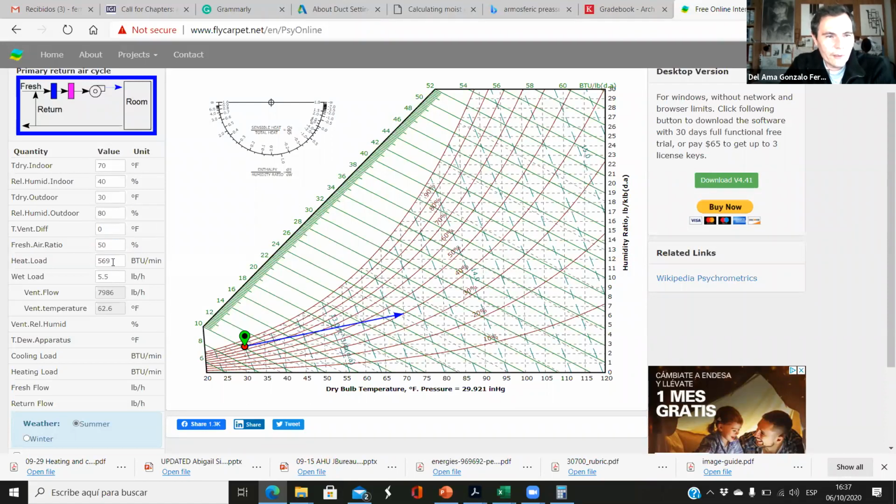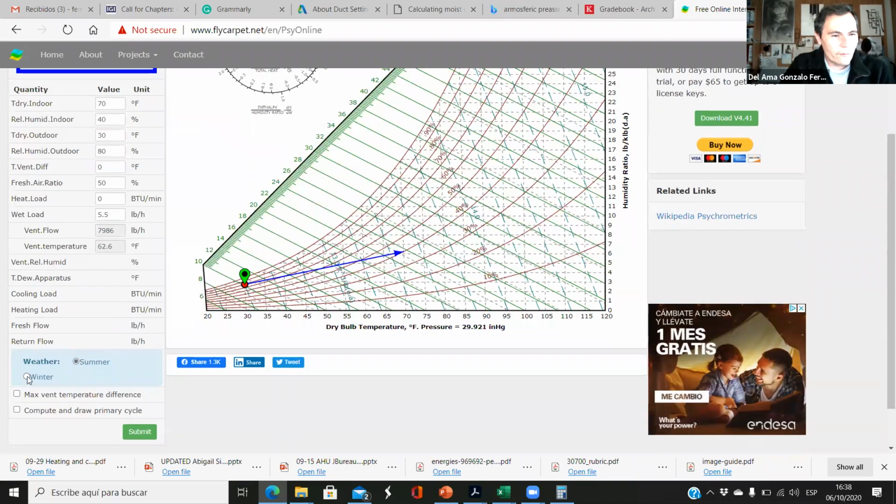Heat load. If we are applying an extra heating load here, we can type something. Otherwise, we can type 0, okay? Because we want this to be for free. So, and then we have the ventilation flow. Okay, so we have to type here winter, and then this ventilation flow in pounds per hour, it's activated.